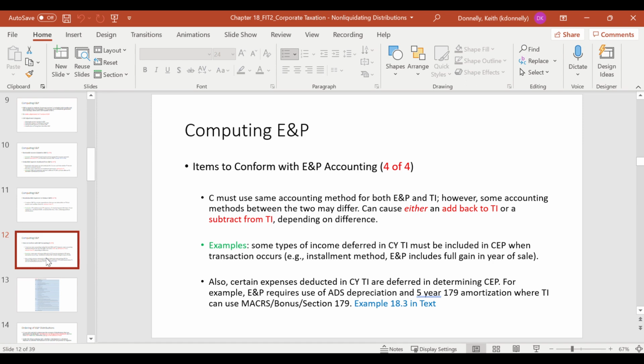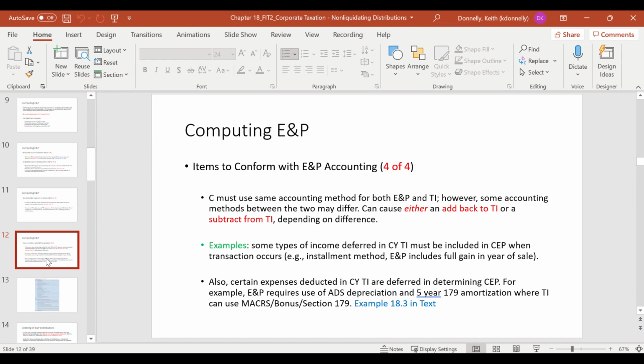So for example, the installment method, this is a type of deferral provision where you would only recognize income in later years. That might, for purposes of E&P, not be allowed. You have to include it in the current year. You have to include the full gain in the current year of sale.